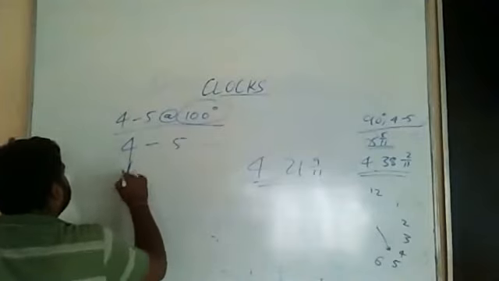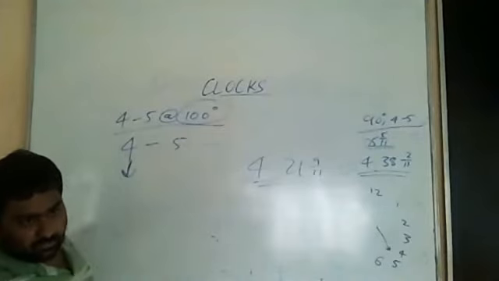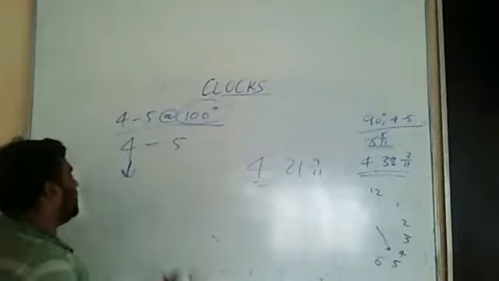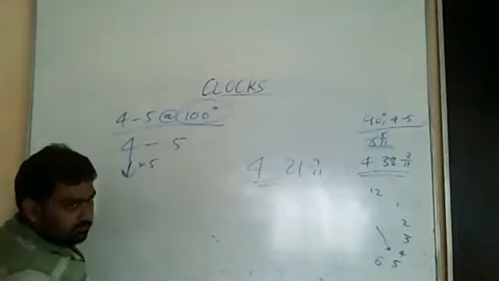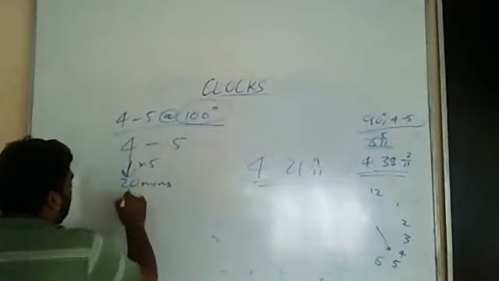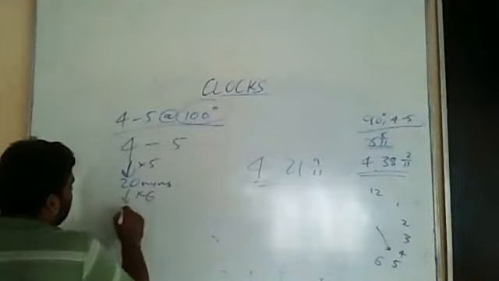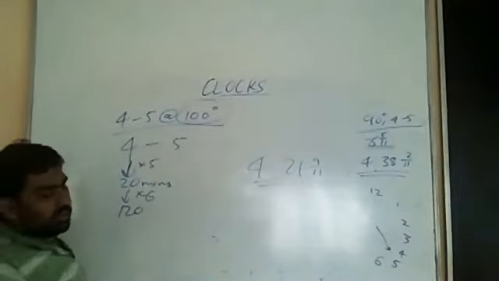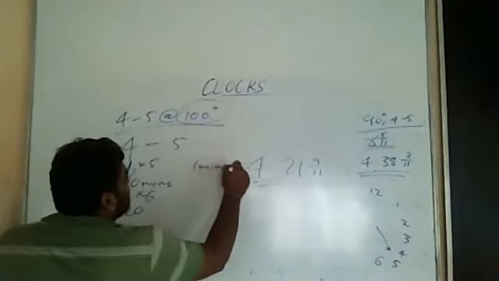There is one more. This 4 is that, no? From 4, you need to multiply it by 5 as usual. You get it as 20. Now this is in minutes. If you want to convert it to degrees, again by 6. Why? Because 1 minute is 6 degrees.